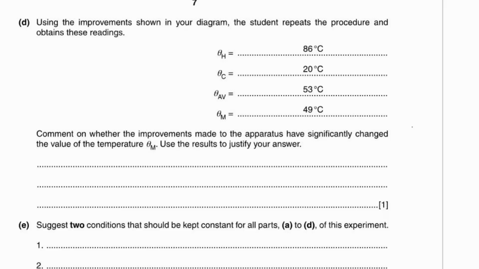Well, let's look at this, because there are a couple of differences, and it's actually quite important to take note of those. Here, the original temperature for the hot water was 88 degrees Celsius. The cold temperature was 19 degrees Celsius. The average was 53.5 degrees Celsius, and the final measured temperature was 46 degrees Celsius.